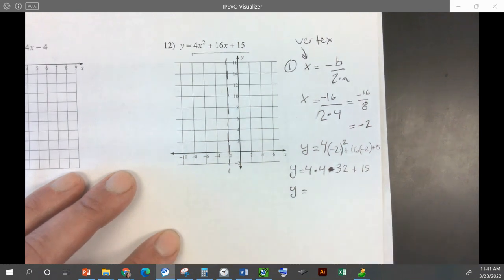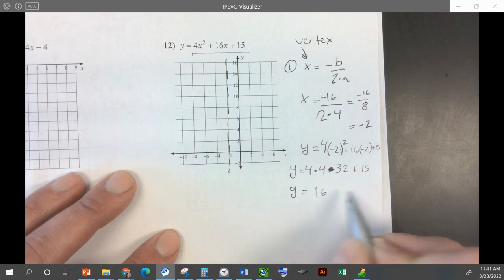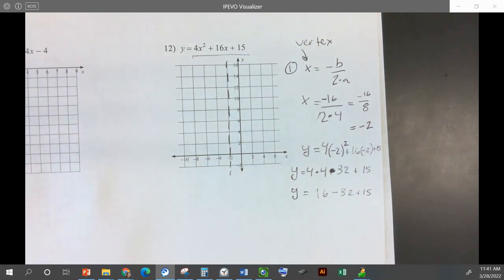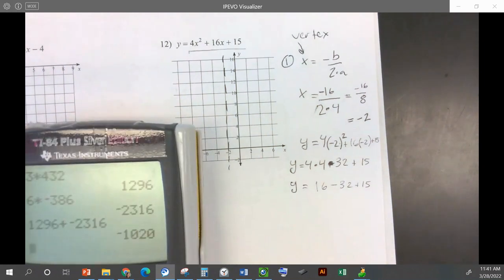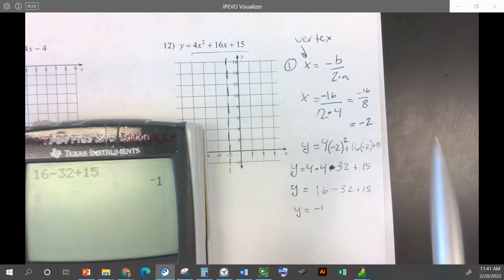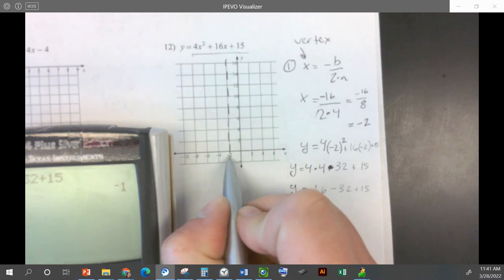Okay. You can put this on your calculator if you want. What's 4 times 4? 16. Okay, so we've got 16 minus 32 plus 15. I'm going to use my calculator. Do you guys know what it is before I do it on my calculator? I heard something. What? Here we go. So 16 minus 32 plus 15, that's negative 1. So our vertex will be at negative 2, negative 1. So down here.